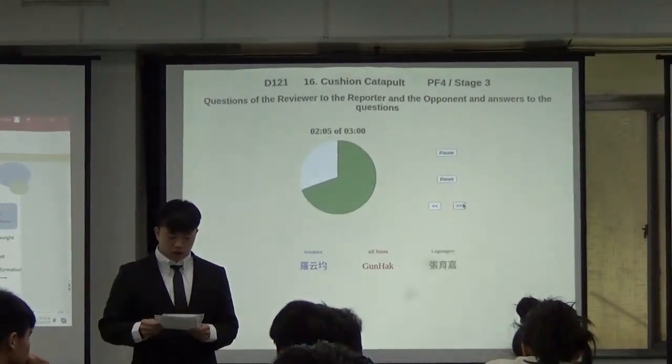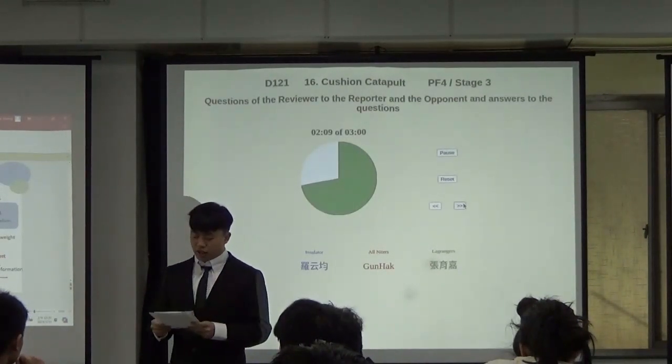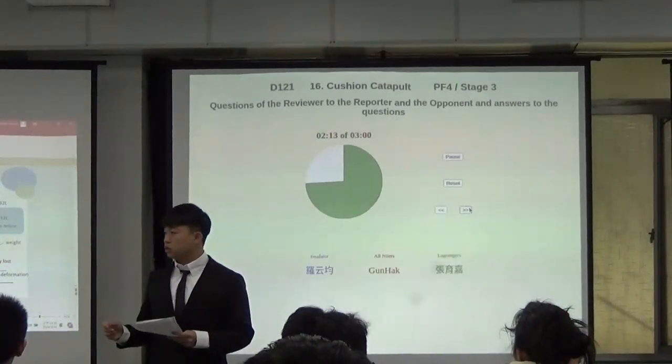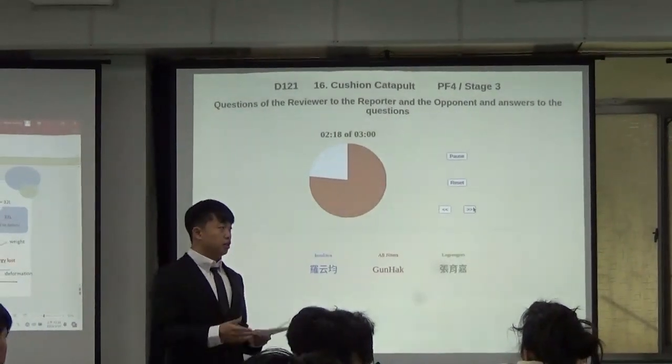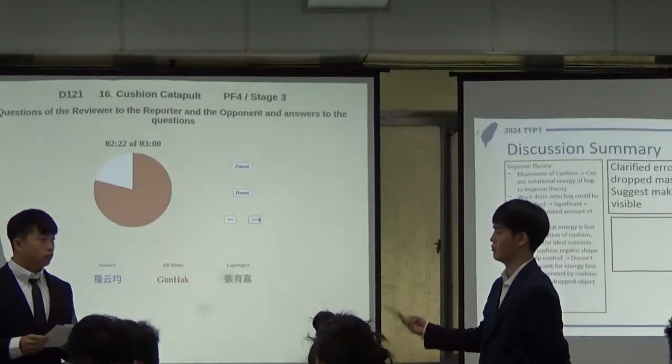Okay. So what causes the energy to lose the most? I think it's the energy transfer in the cushion. Yes. So what do you think? I think it's sound and also the diffusion.